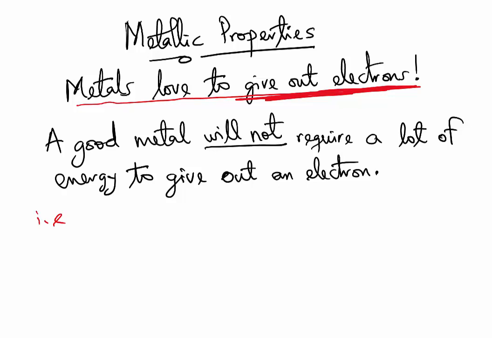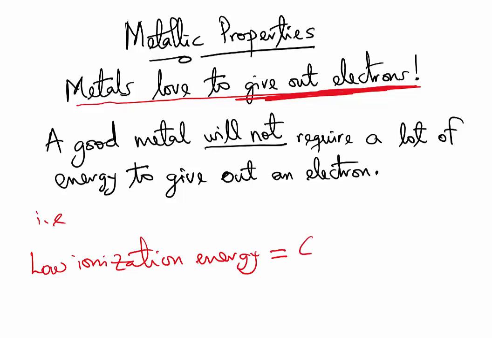So that is, low ionization energy is equal to good metallic property.